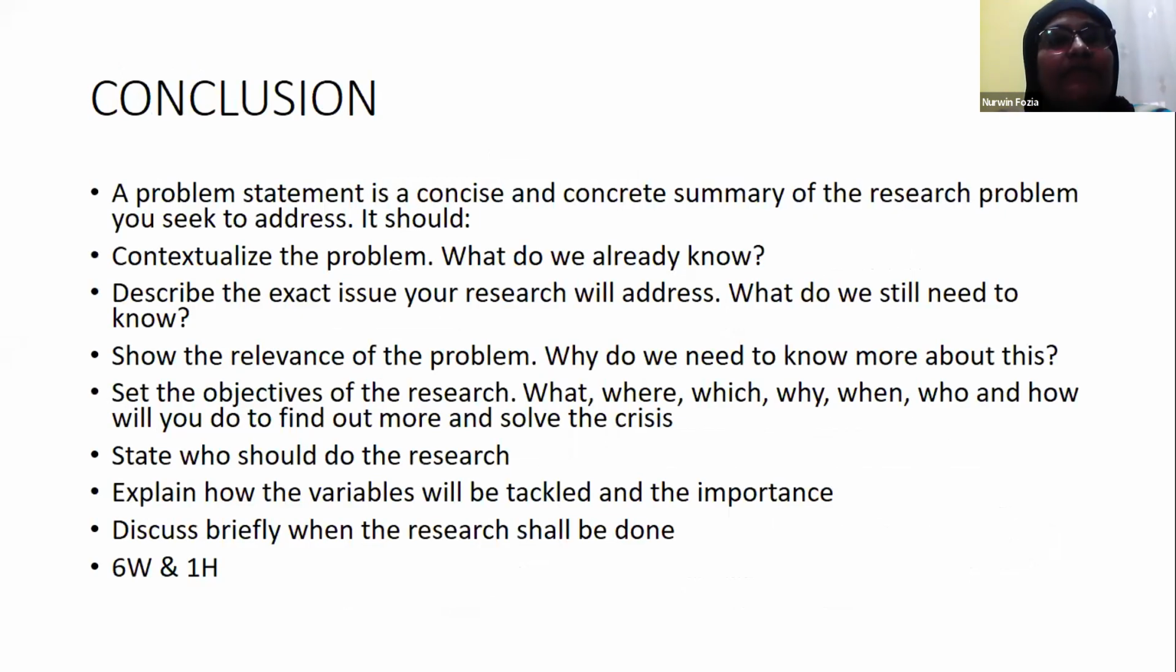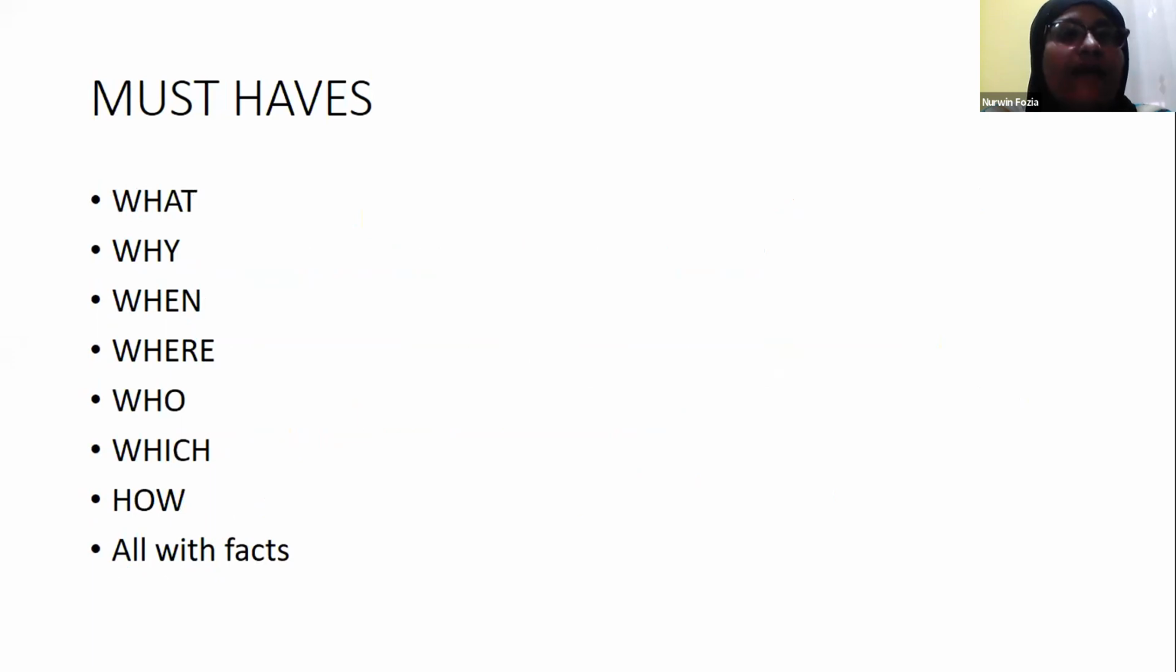So I'll wind up by saying, your problem statement should be concise and a summary of your research. Describe the exact issue your research will address, what we still need to know, the relevance of your problem to the current, why do we need to know more about that, set your objectives of the research, state who should do the research, explain the variables, and I basically summarize and say, understand the 6 wives and 1 husband. These are the what, the why, the when, the where, the who, the which, the how, and all with facts.